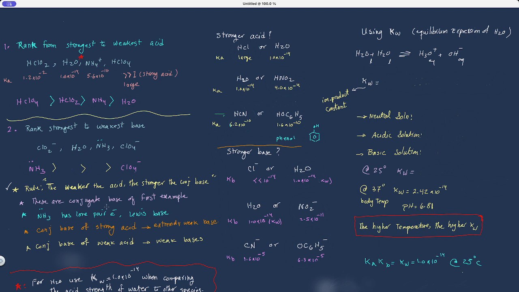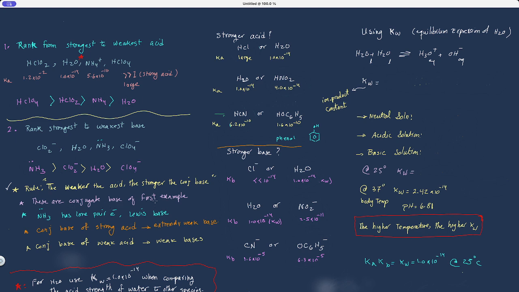Pay close attention where water falls into this. This is followed by ClO2 minus and water right here. I wrote a note at the bottom of the screen that for water, use Kw, which is 1.0 times 10 to the negative 14. Sometimes it helps you understand when you go from strongest acid to the base, that's where water falls. There are some rules that are useful. The first is the weaker the acid, the stronger the conjugate base. And the next two are just observations.